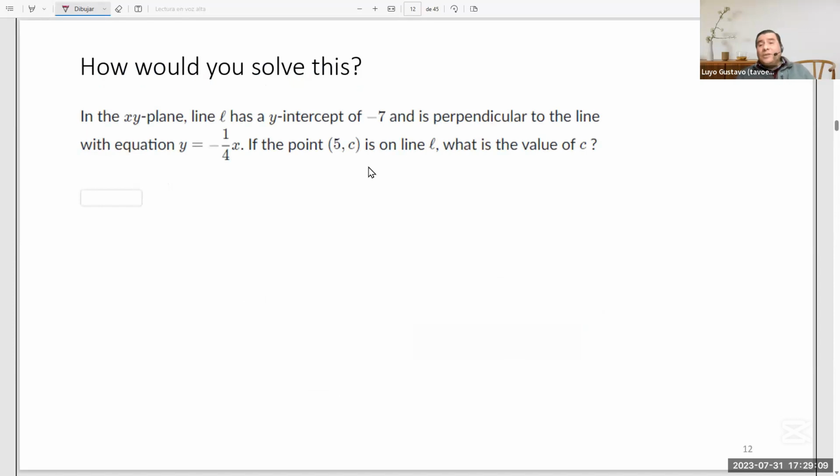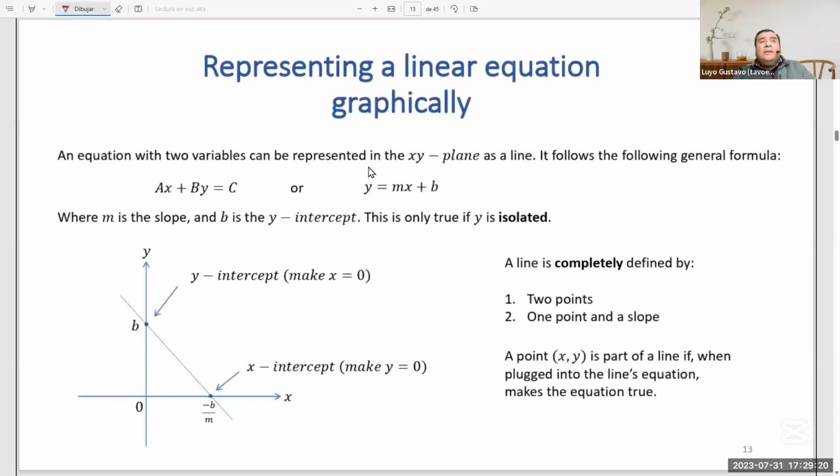Okay, how can we do this? Actually, this is what you are expected to be able to solve using the right theory. So let's see. What theory do we need? First, remember that when you represent a line on a plane, you can describe the line using a linear equation with two variables. In the typical form you're used to, or if you isolate variable y, you have this form, which is the standard form.